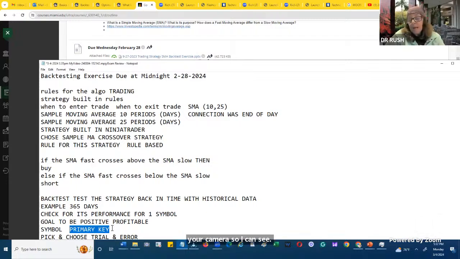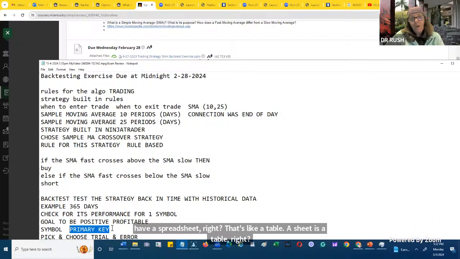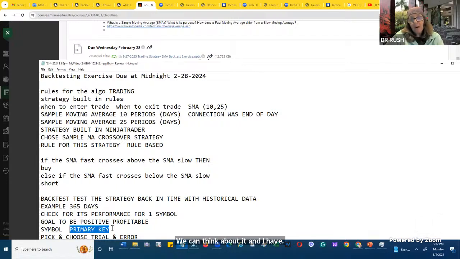Great. What it means is this. Let's think about it this way, Paige. I have a spreadsheet, right? That's like a table. A sheet is a table, right? And I have 4 columns: C number, first name, last name, test 1. And let's say, Paige, your row number is 3, so you are record 3. A row is the same thing as a record. Sometimes it's called an entity.